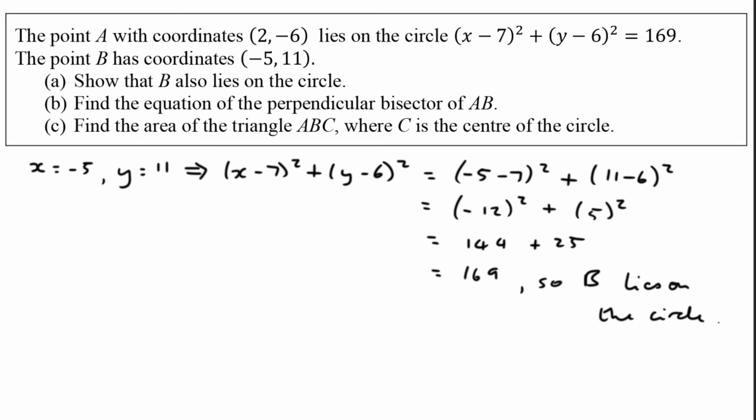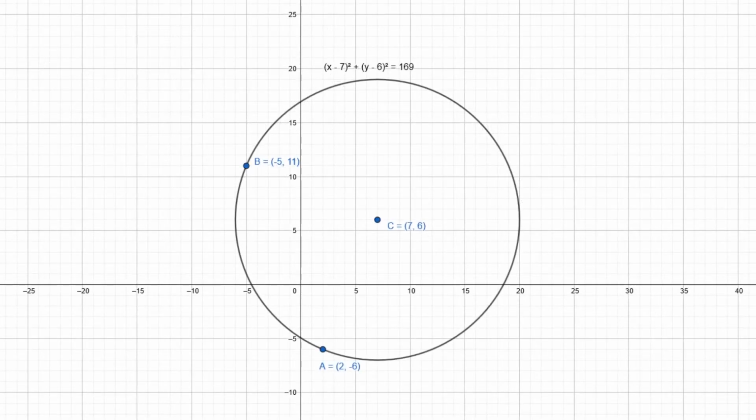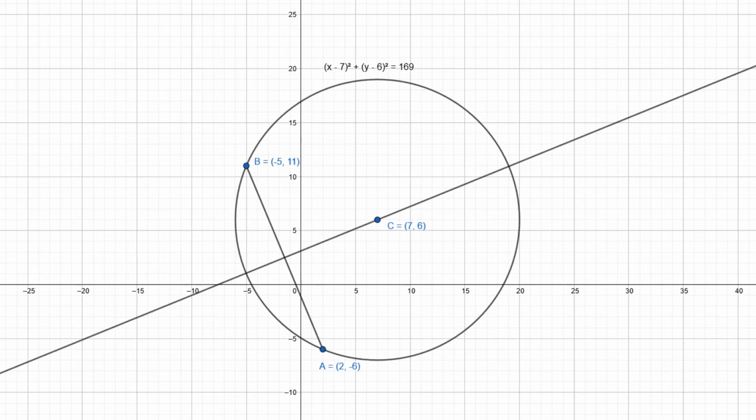The next part of the question asks us to find the equation of the perpendicular bisector of AB. So we will need to consider the chord which connects A and B, and we now need to find the equation of the perpendicular bisector of that line, which we know will go through the centre of the circle. There are several ways we can do this. For example, we could find the gradient of the chord joining A and B and use the fact that the line we're trying to find the equation of is perpendicular to that. An alternative is to find the coordinates of the midpoint of A and B, this point M, which our line also passes through. Let's do that.